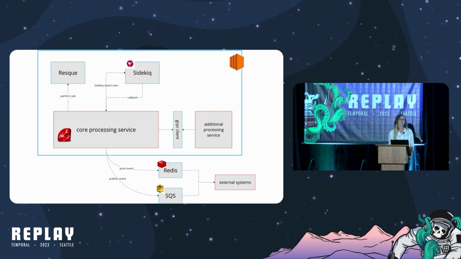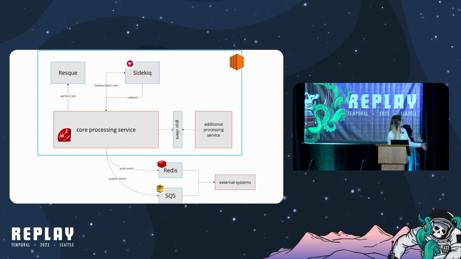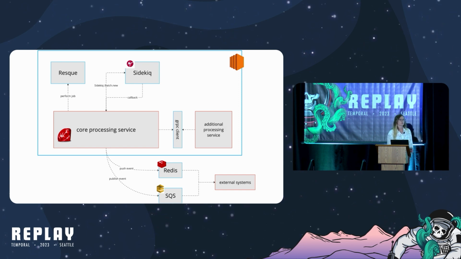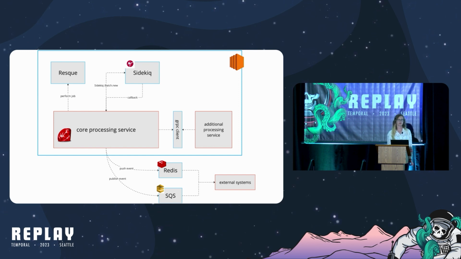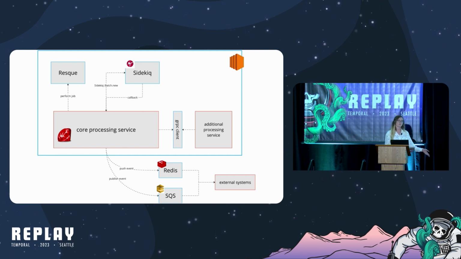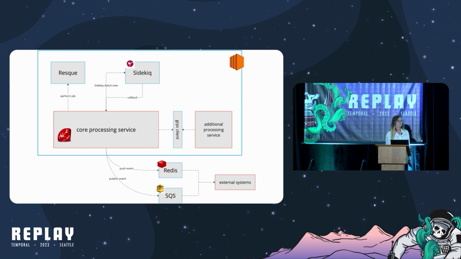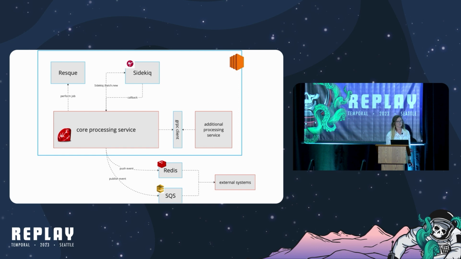So to put this into a rough architecture diagram here, this blue box is a single deployable. All of our workflow code lives in our core processing service, which is a Ruby monolith. For each of the steps or activities you might think of, we're using background async jobs. For this, we're using Resque and Sidekiq.